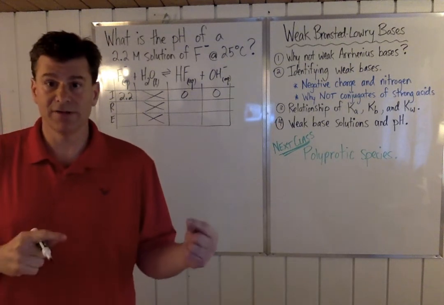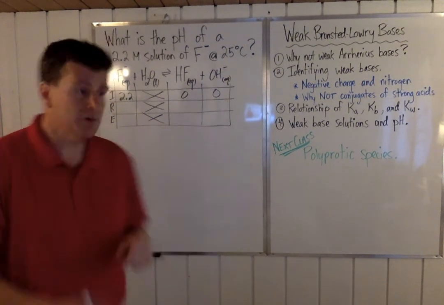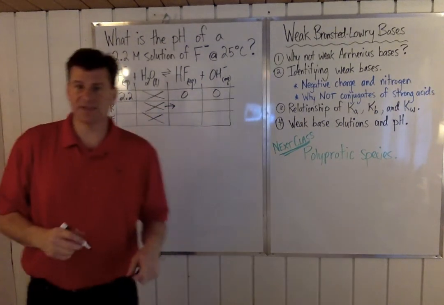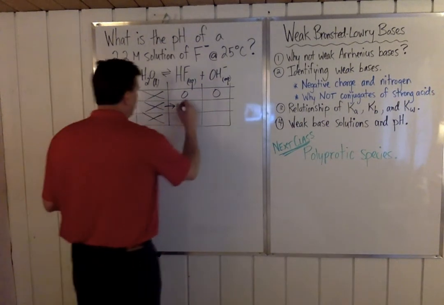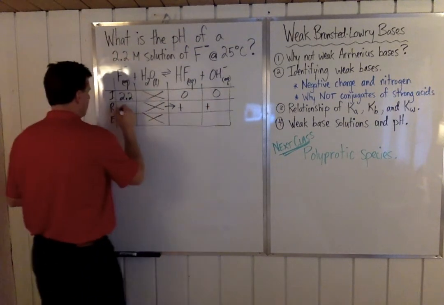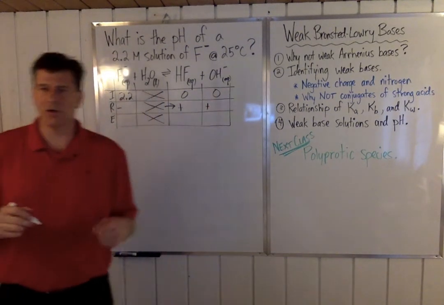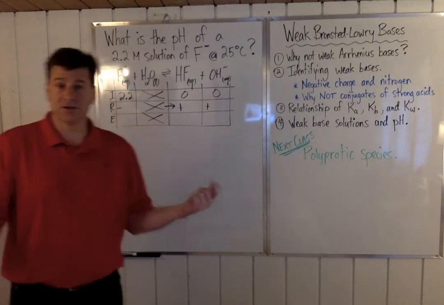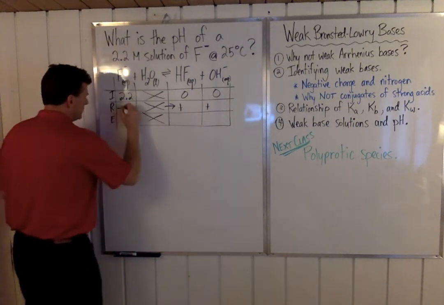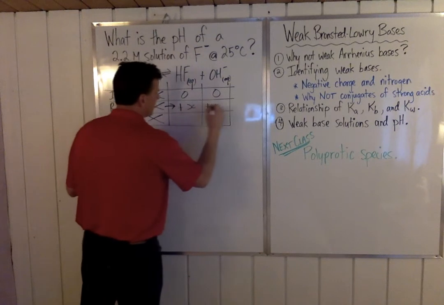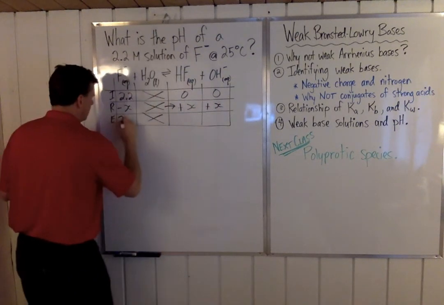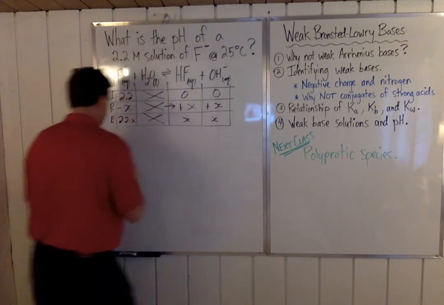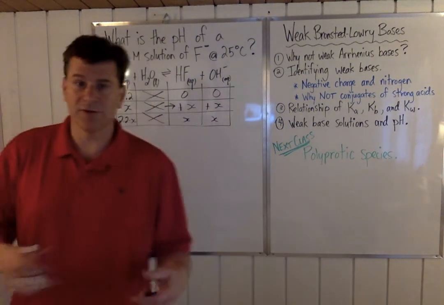I don't know anything on the equilibrium line, but I do know it's going to go towards 0 as it gets to equilibrium, which means these are going to go up. This is going to go down. They're all in a 1-to-1-to-1 ratio. I don't know how much, so they're all going to change the same amount. So they will be X. 2.2 minus X, X, X. Okay, so there's my ICE table filled in.